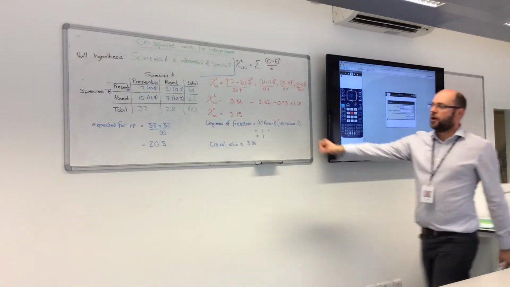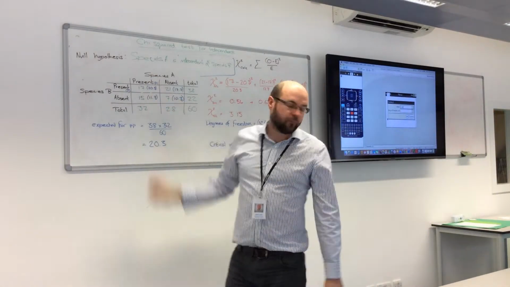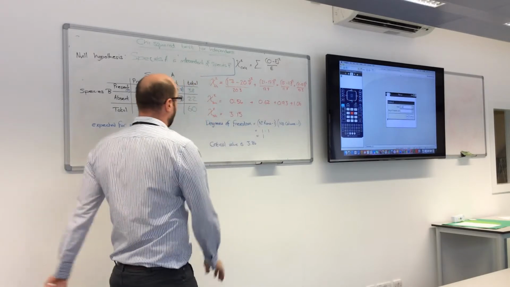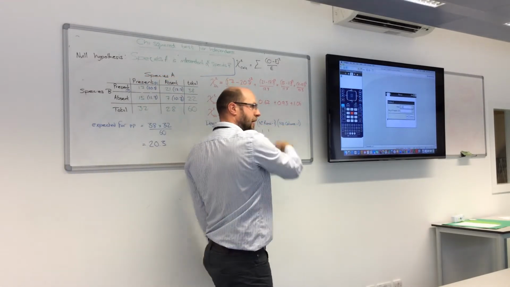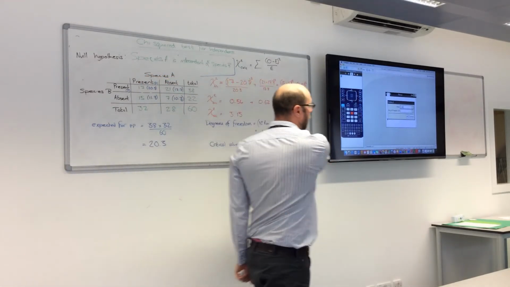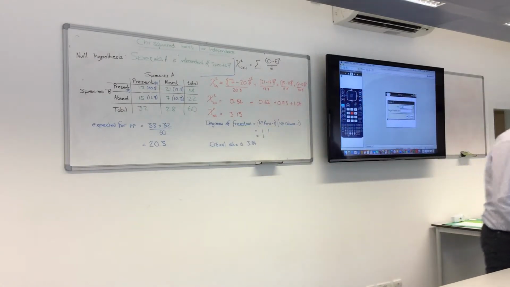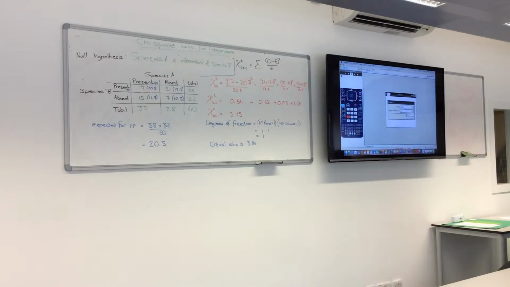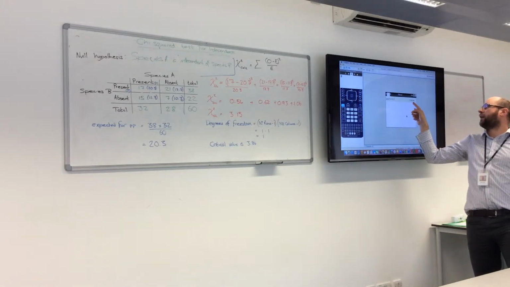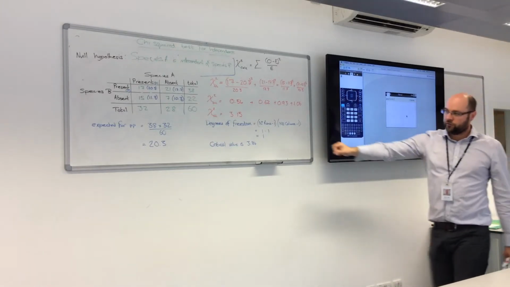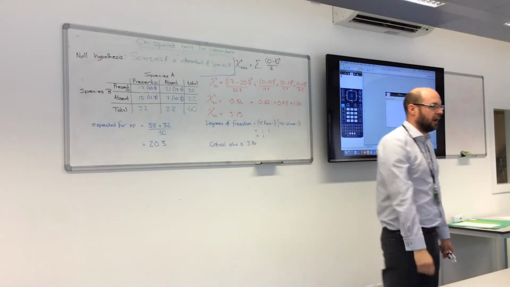of freedom. Now remember, we worked out our degrees of freedom over here. We knew that we had 2 rows minus 1, 2 columns minus 1, multiplied them together, and we got 1. So we're going to write in our degrees of freedom of 1. And then we press OK. And look what it gives us. It gives us this value of 3.84146. So there's our critical value, 3.84.